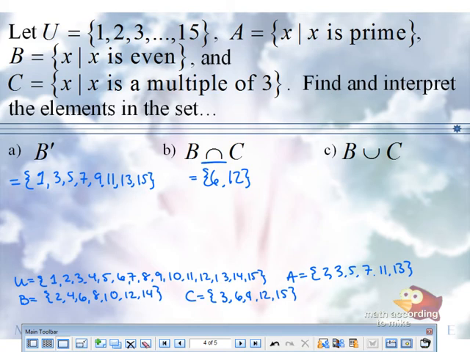Part C, B union C, means we take whatever's in B, and we also tack in what's in C. If they happen to be in both, great. We only write it once, though. So let's go systematically. What's the smallest number? 2. Keep going. 3. Yeah. 4, 6, 8, 9, 10, 12, 14, 15. I'm running out of room.